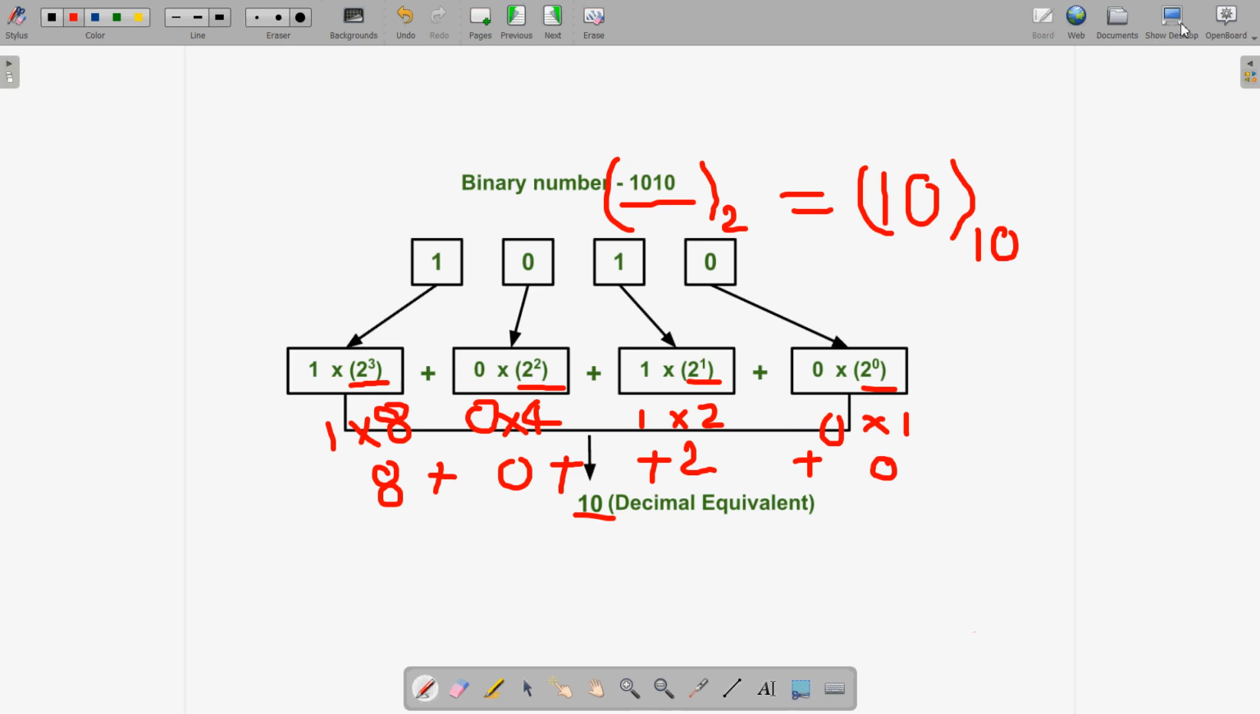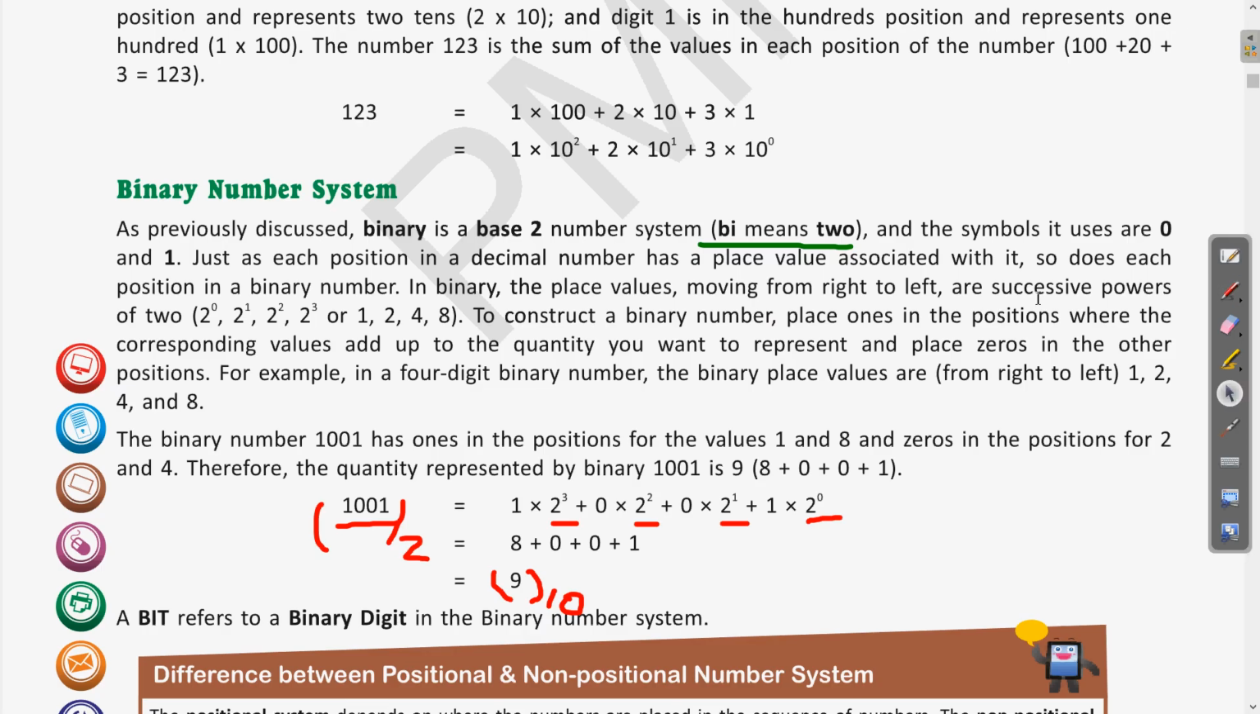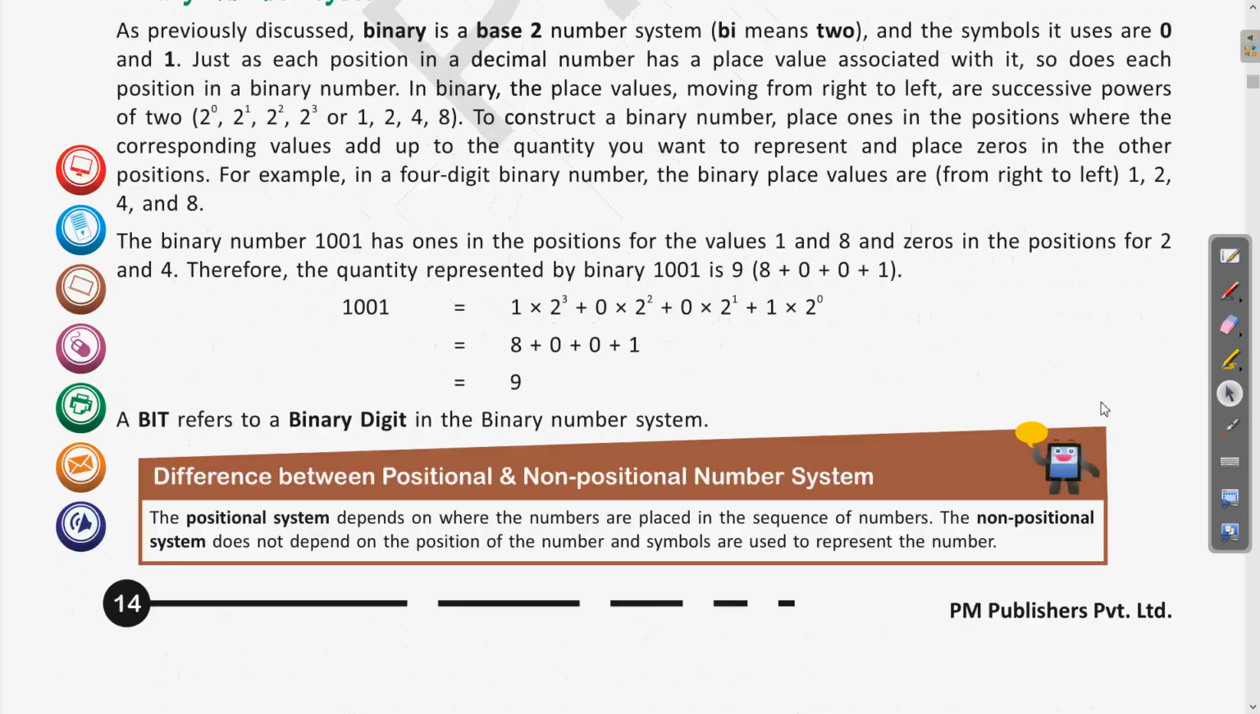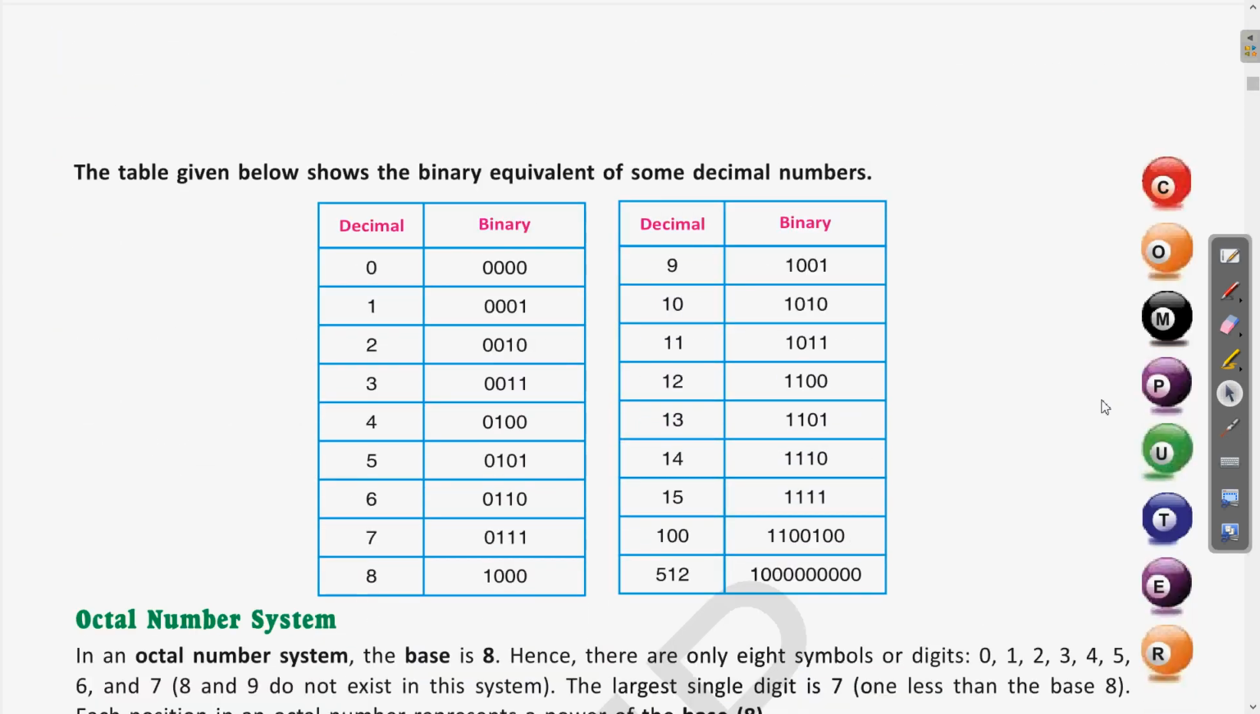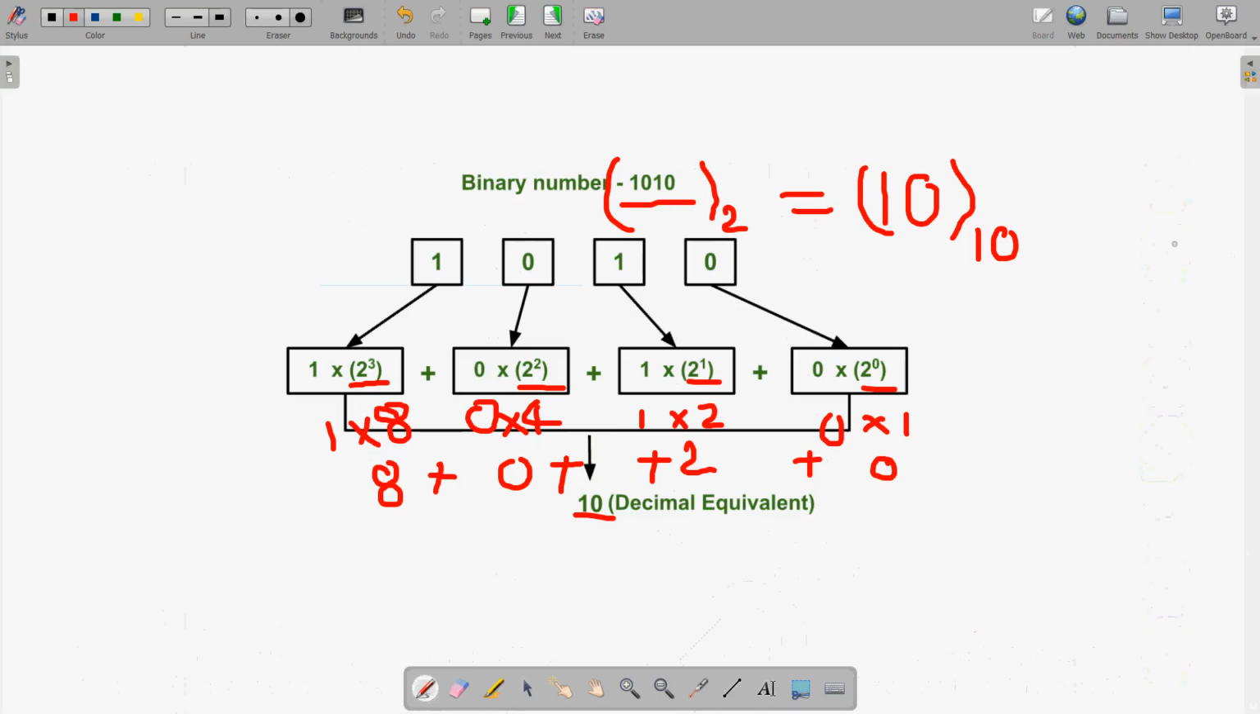Now let us come back. So here we have seen an example of binary as well. Now moving further, let us come to the octal. Before octal we have seen this also, how to convert any decimal to binary. We can do the successive division by 2.